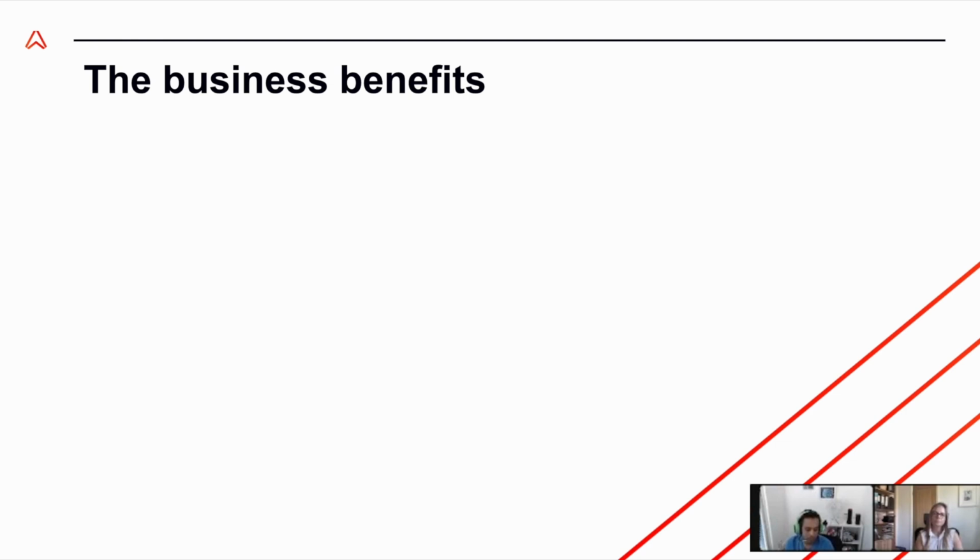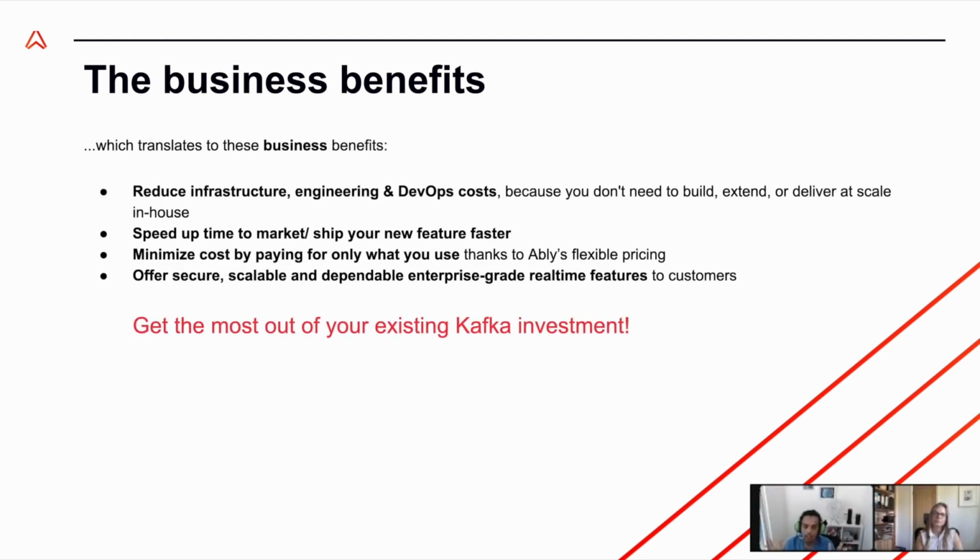So let's talk about some of the business side of things. And the big thing here is that we are here to reduce your infrastructure, engineering, and DevOps costs when it comes to building these services. We're also trying to reduce your time to market to allow you to ship faster, ship better, and also ship at scale from day one. There's nothing worse than shipping the most amazing feature, but watching it fail because it worked too well and suddenly you had too many customers.